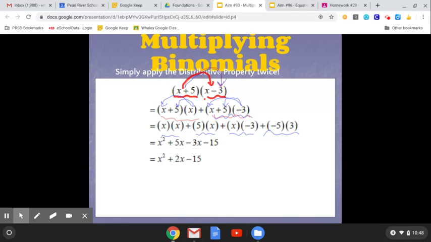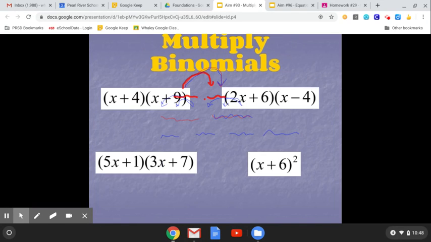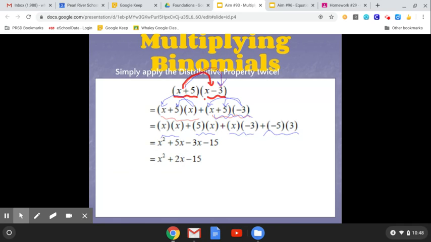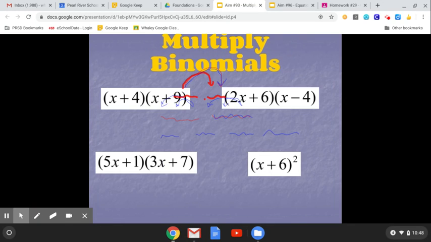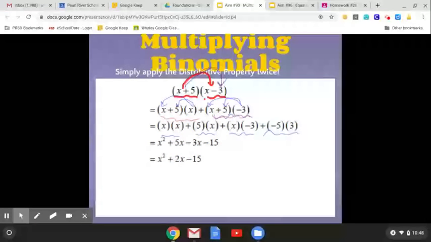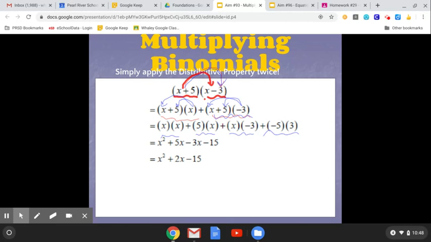Now, once they've multiplied everything, x times x is x squared. 5 times x is 5x. Negative 3 times x is negative 3x. Negative 5 times 3 is negative 15. And then we'll combine like terms, and the positive 5x and the negative 3x do combine here to give me that 2x. And here's my final answer when all is said and done.